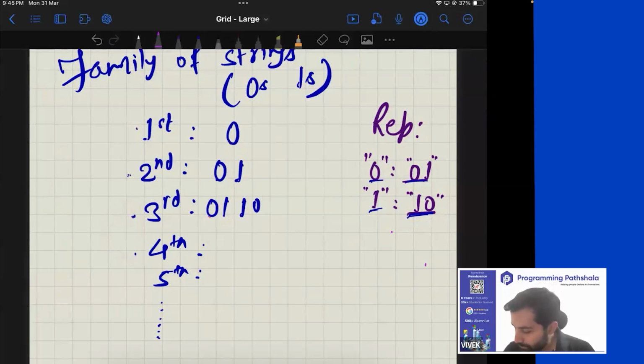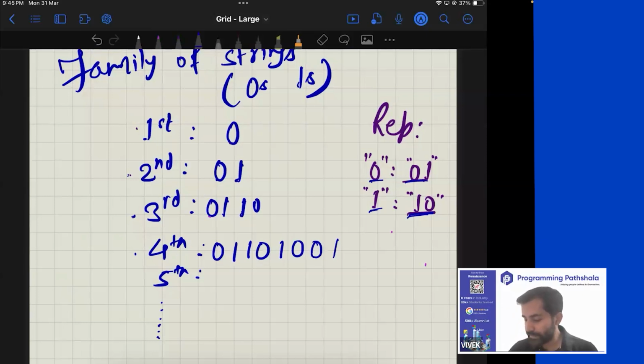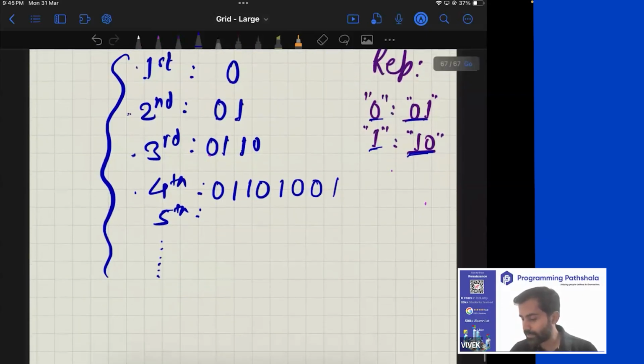So this 0 will be replaced by 0, 1 and then this 1 will be replaced by 1, 0, and this 1 again will be replaced by 1, 0 and this 0 will be replaced by 0, 1. And the same thing, you can generate the fifth one, sixth one, and so on. So all of you understand the generation logic, right? Now, what is the question?